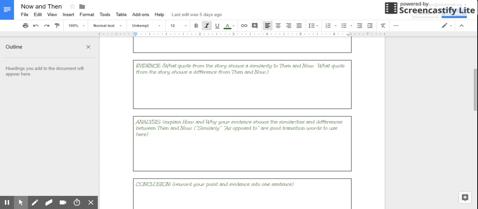Now and then. Now, here comes the tricky part. This is the analysis. Now you have to explain how the evidence that you chose, whatever that might be. So if you chose, I think, Ali, you were going to do the swimming paddles, right? So maybe your evidence for how they're similar is the shape, okay? And the differences might be what they're made out of. So now you have to do analysis. It's to explain how or why your evidence shows the similarities and differences between then and now.